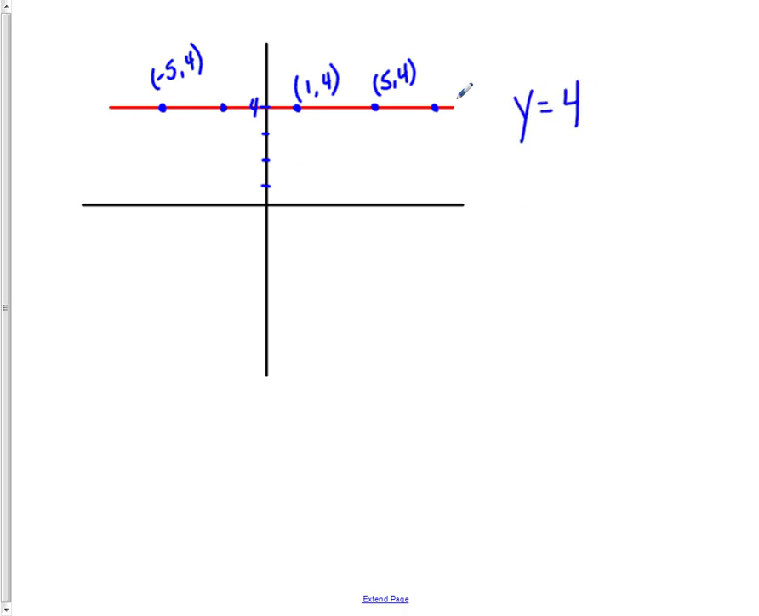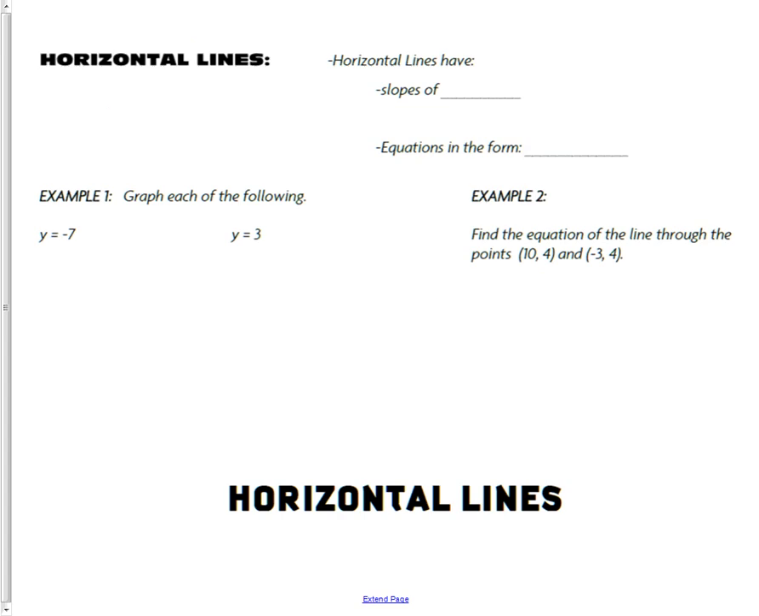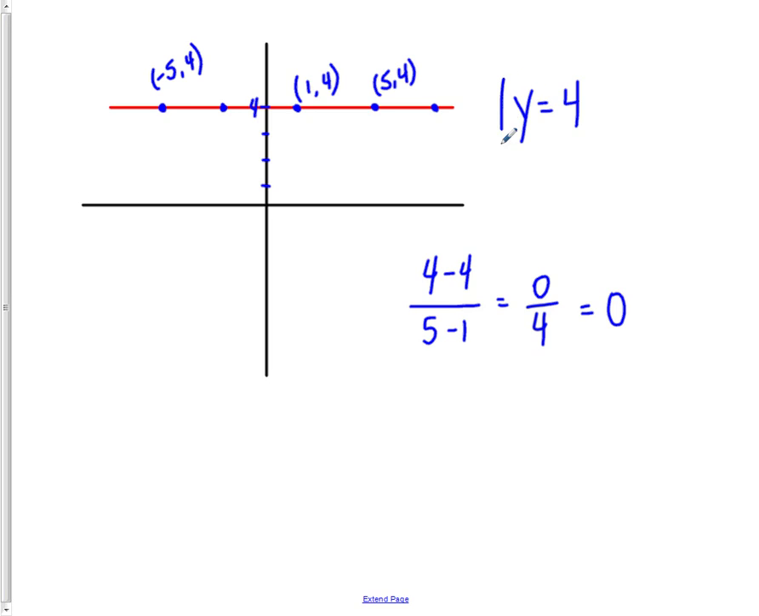The slope of that line is 0, right? If we were to take the slope between these points, let's say (1, 4) and (5, 4), the change in y, we would be doing 4 minus 4 over the change in x, 5 minus 1. We would get 0 over 4, which is just 0. So horizontal lines have a slope of 0, and the equation is always of the form y equals something. So we had y equals 4.